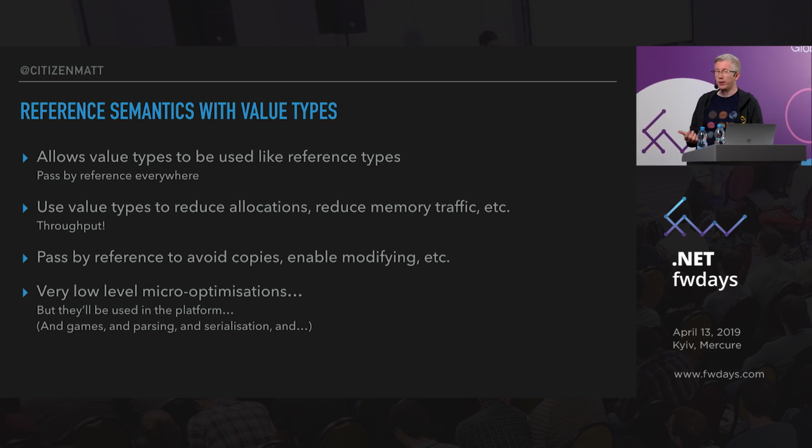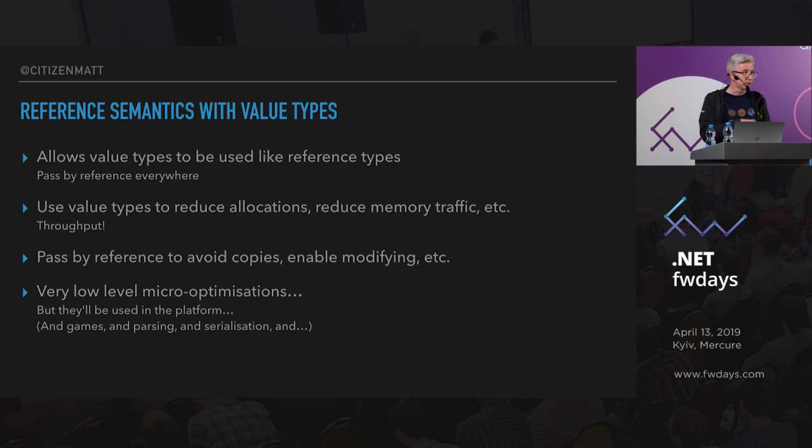And it's important to point out as well that these are generally rather low-level micro-optimizations. So again, you're possibly not going to use them directly yourself, but you'll be using features which then use them as well. They'll be used in the platform. But then there are going to be scenarios where it's going to make a whole lot of sense to use. So games, it's going to be very, very useful if you're writing games, for example. Also things like parsing or serialization and so on. There's going to end up being a lot of uses for these kinds of features.